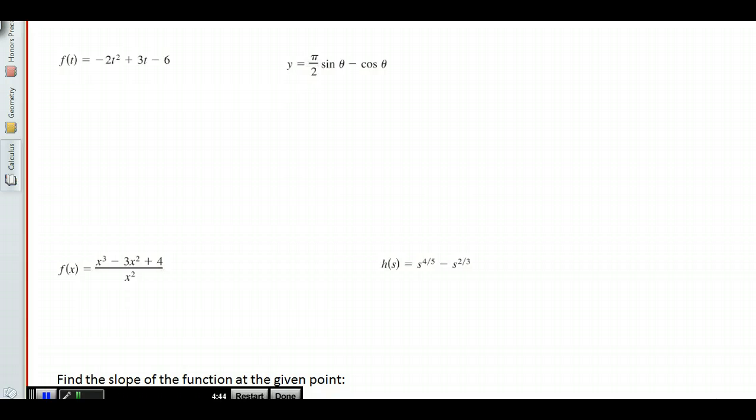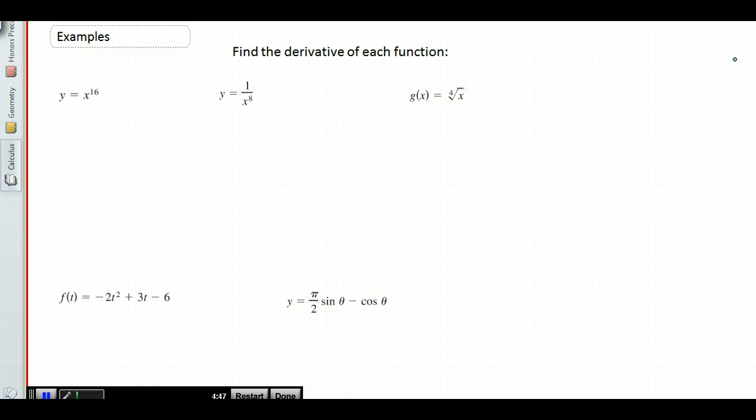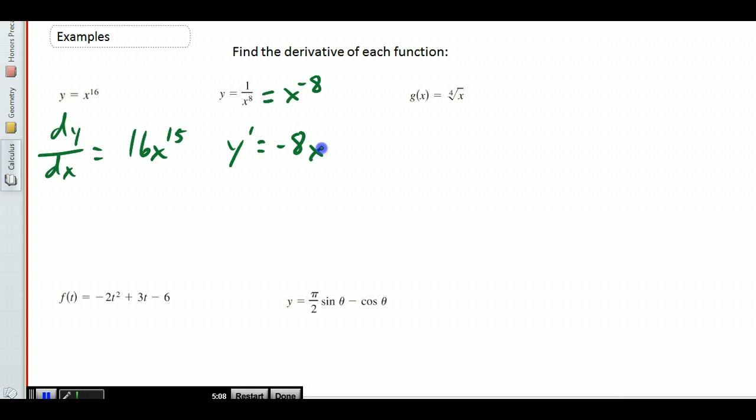Because we have the power rule, we can put it together and take the derivative of any polynomial now. So for example, the derivative of y equals x to the 16th, dy dx is 16x to the 15th. How about 1 over x to the 8th? I can rewrite that as x to the negative 8. And so y prime is negative 8 x to the negative 9. How about the 4th root of x? g prime of x is 1/4 x to the negative 3/4.